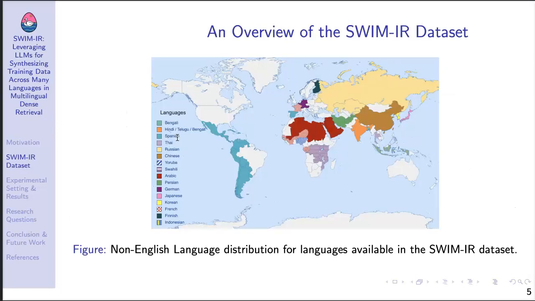Here is an overview of the language distributions around the world which are included in the SwimIR dataset. As you can see, we try to cover a wide variety of language-speaking populations present across different locations in the world. We also include very low resource languages such as Yoruba and Swahili, to very high resource languages, for example, German, French, etc.